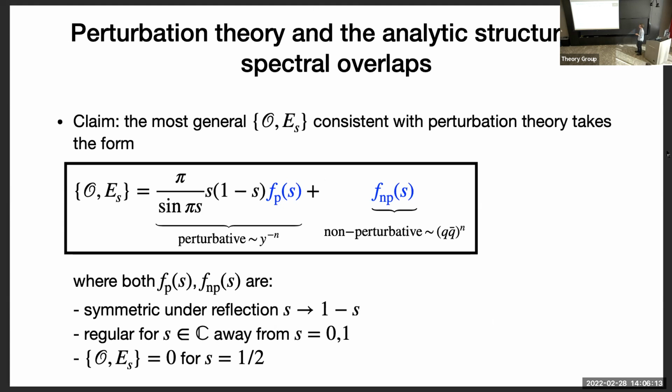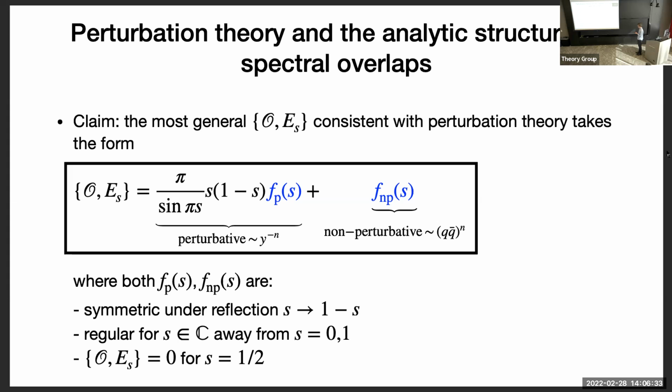So here I've put in the poles at integer values of s by hand. That's what this pi over sine pi s that we saw earlier for the integrated correlator does for a living. The job of this thing is to generate the perturbative series. And there's some regular leftover part.